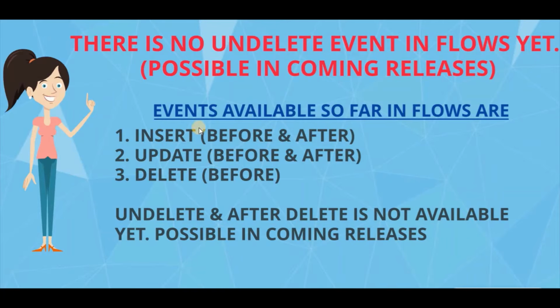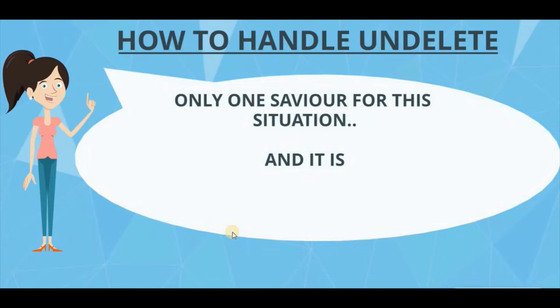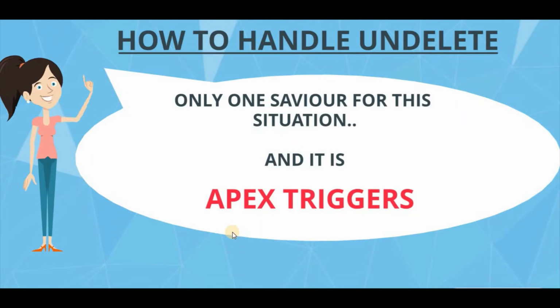Possible in coming releases, of course. The events currently available in flows are before insert, after insert, before update, after update, and before delete. Undelete and after delete events are not yet available. There is a very high chance that they will be onboarded very soon. So how do we handle undelete operations if we want to? The only savior here is Apex trigger. If you want to do some kind of logic once undeletion of a record happens, then we need to go ahead with Apex triggers.